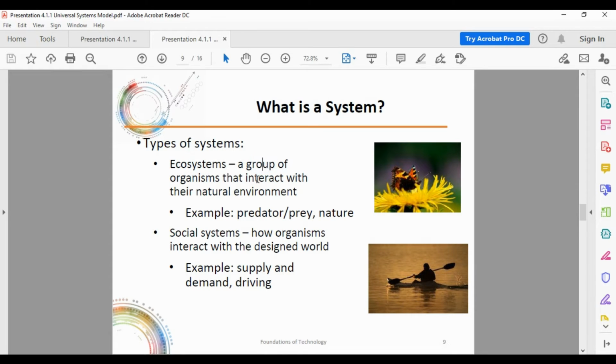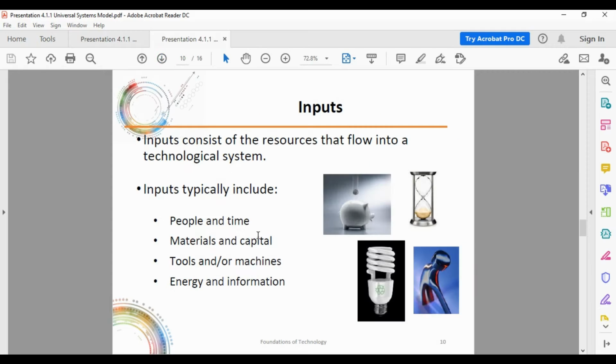Ecosystems, a group of organisms that interact with their natural environment. For example, predator-prey, nature. You have ecosystems within nations, and then you can even have sub-ecosystems within those nations. It's just very, very complex. Social systems, how organisms interact with the designed world, such as supply and demand or driving. So there's that traffic coming into play as being a complex system.